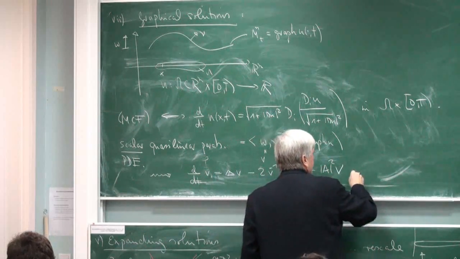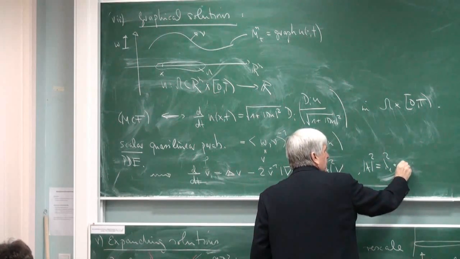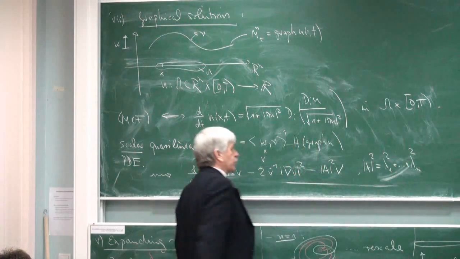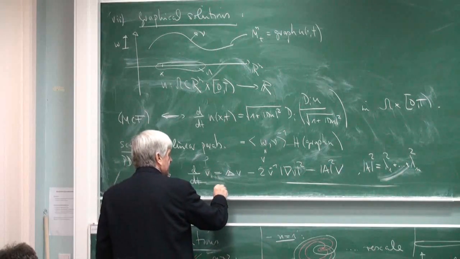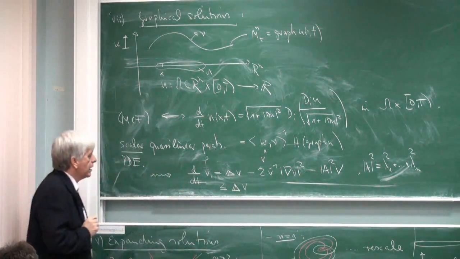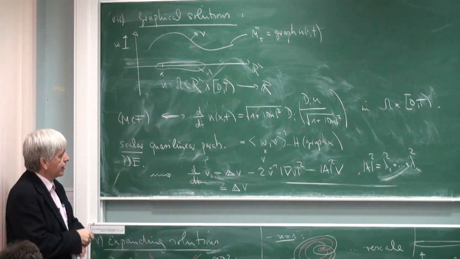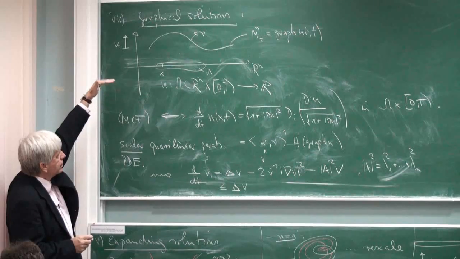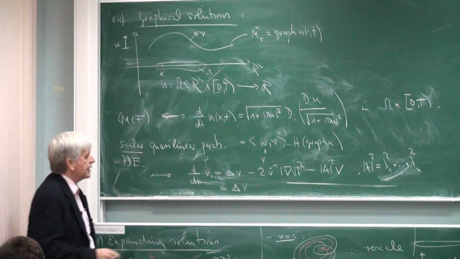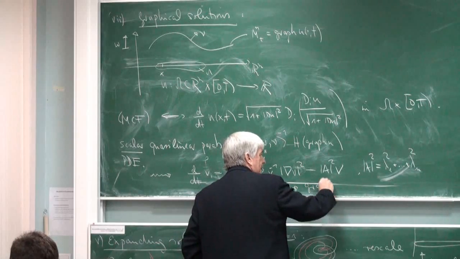Forget a squared, it is the square of the second fundamental form. It's the sum of the squares of the principal curvatures. What is important is that this is less than the Laplace-Beltrami of v. In other words, v is a subsolution of the heat equation on this graph. And this fact leads to gradient estimates.